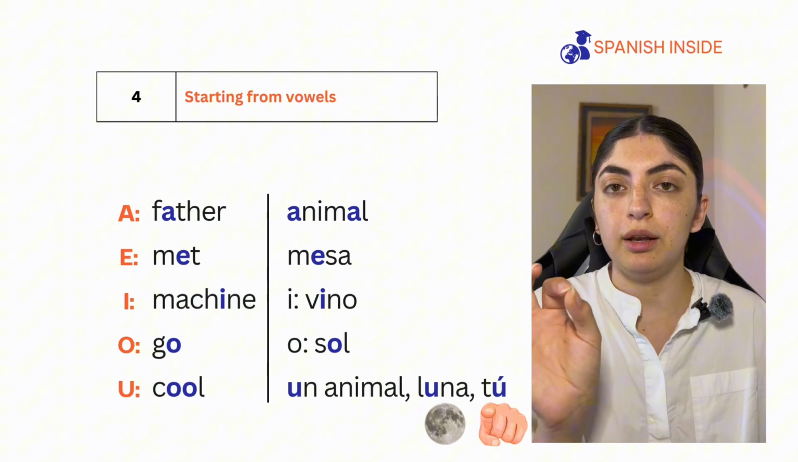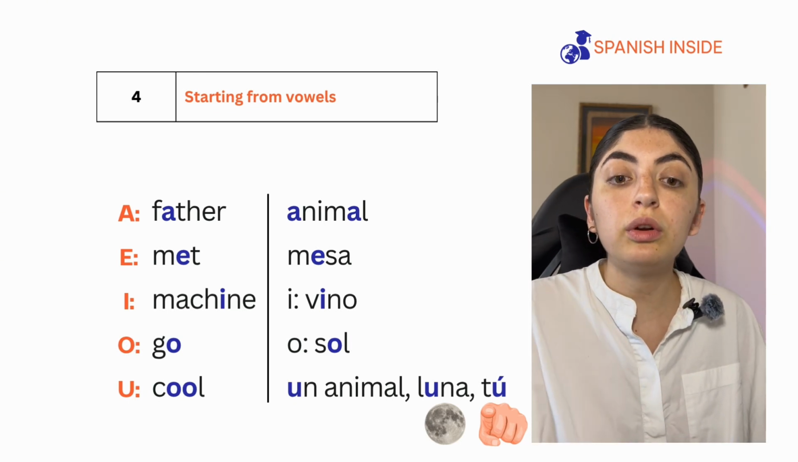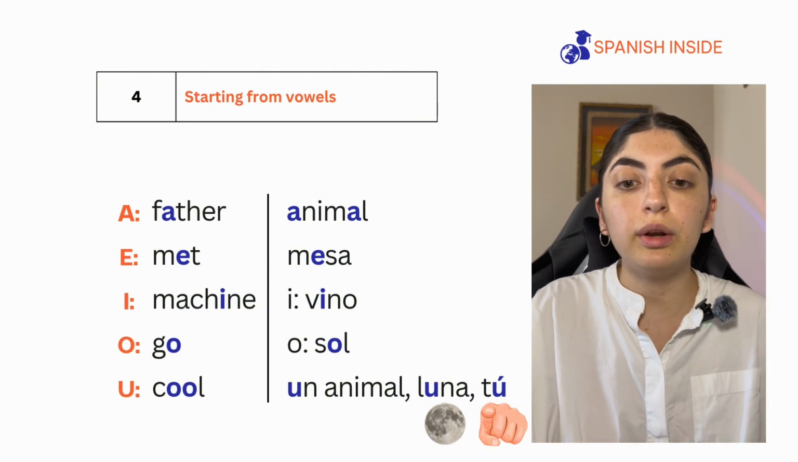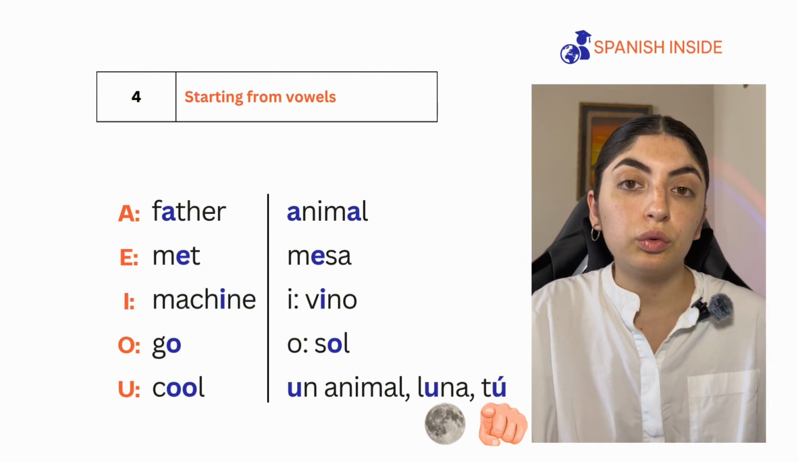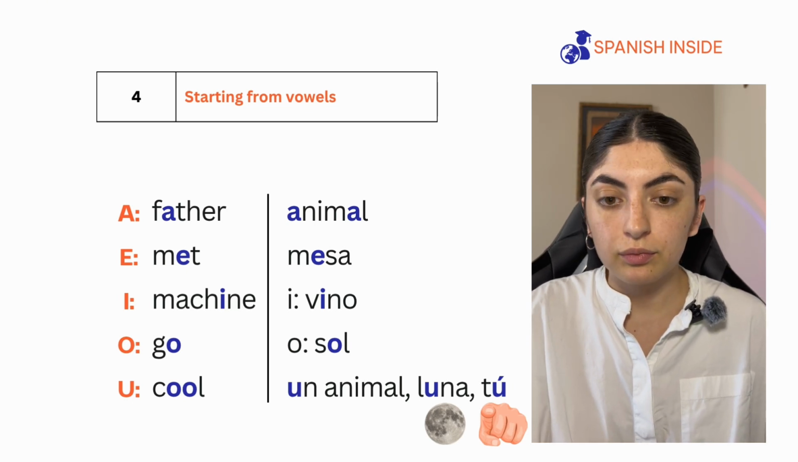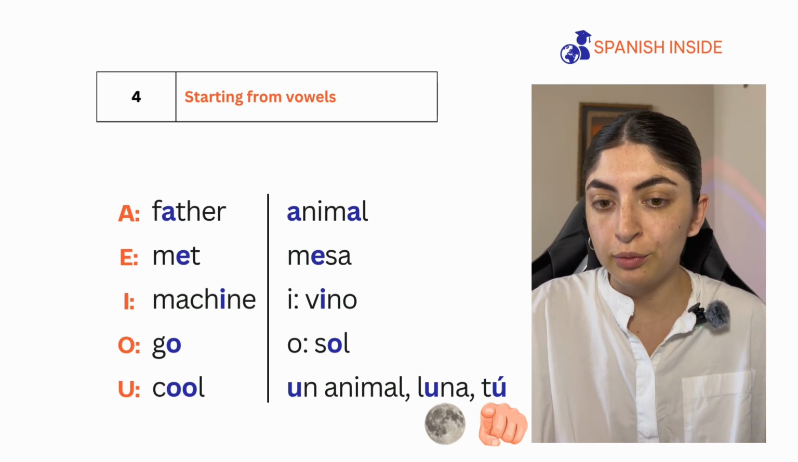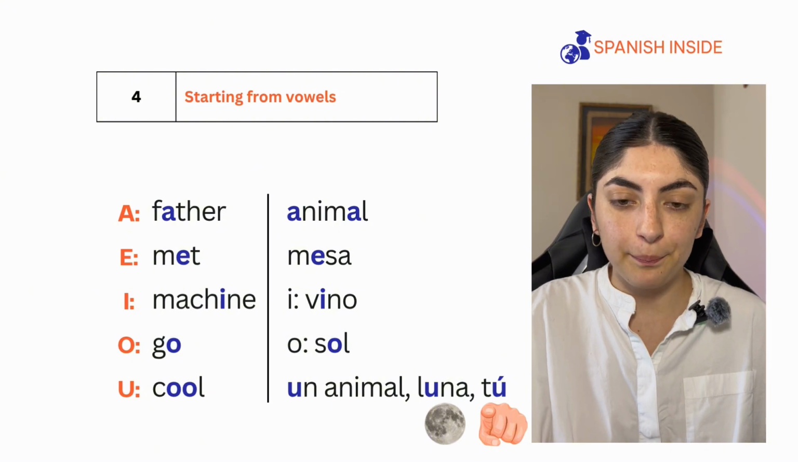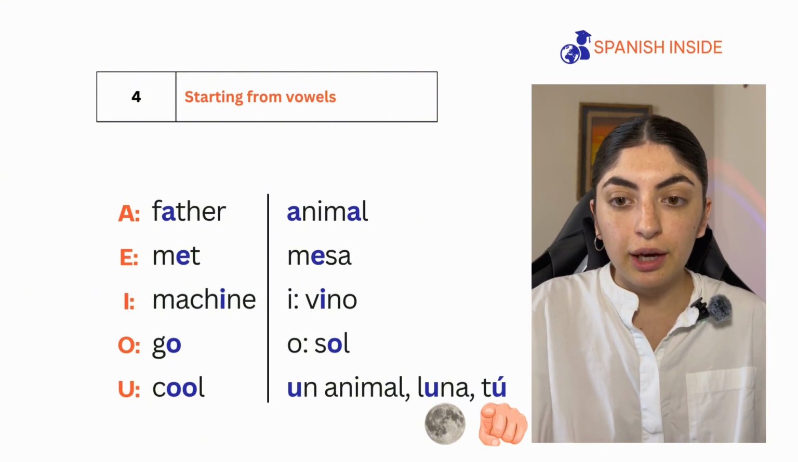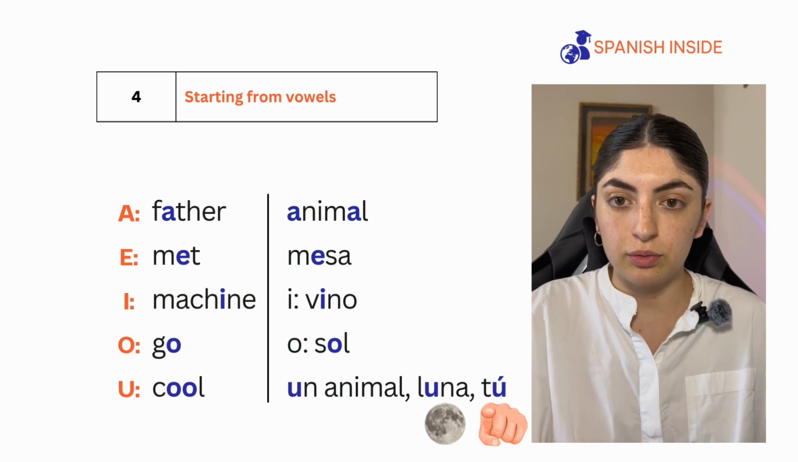Un animal, for example. Un animal. Luna, luna. O tú, tú. You will be you. Tú. Bien. Okay. So, having this into account, let's move on to the next one.